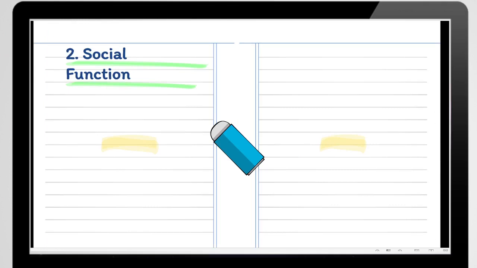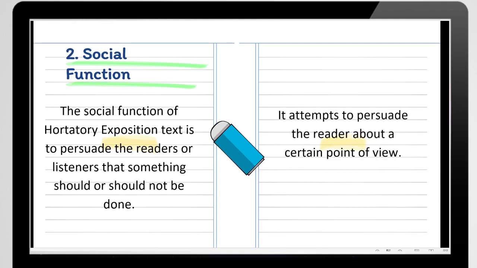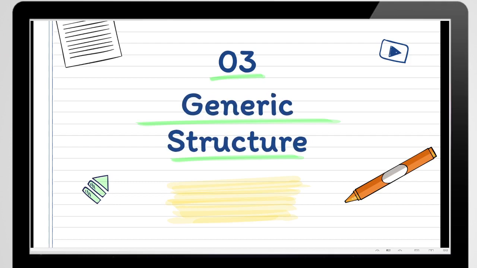Social function. The social function of the hortatory exposition text is to persuade readers or listeners that something should or should not be done. It attempts to persuade the reader about a certain point of view, of course, the point of view of a writer, or the opinion, we can say. And then the third one, generic structure. It's really important. We gotta know this in order to write the text.